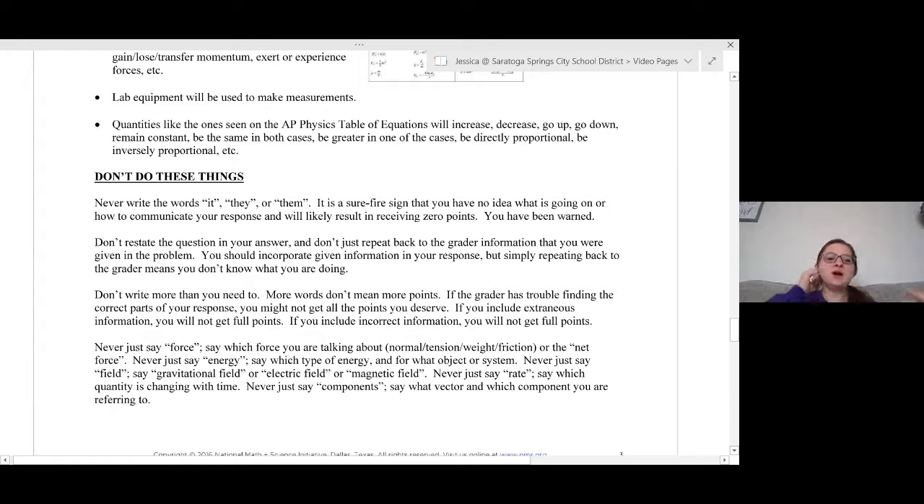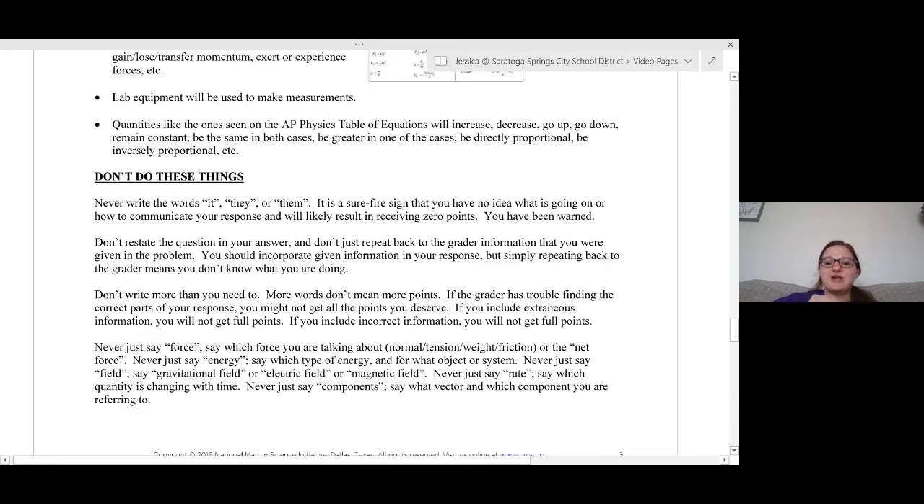Okay? Never just say force. Say which force you're talking about. The force of friction, the force from the collision, the tension force, the force of gravity, the centripetal force, which is just another net force, things like that. Normal force. Okay? So talk about which force you're talking about, or the net force. Never just say energy. Say which type of energy. Never just say field. Fields probably won't be so much on this exam. Never just say rate. Okay, say what information is changing with time. So the rate of distance, the rate of velocity, the rate of acceleration, the rate of momentum, right?